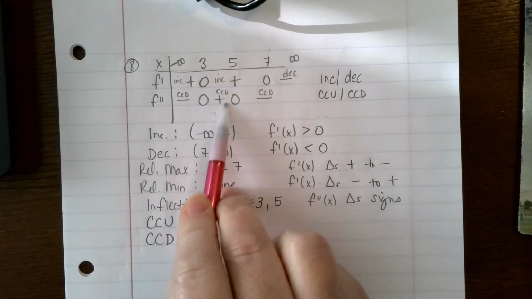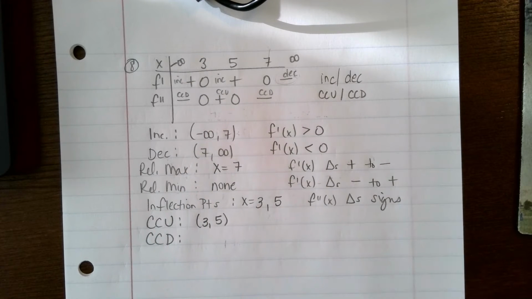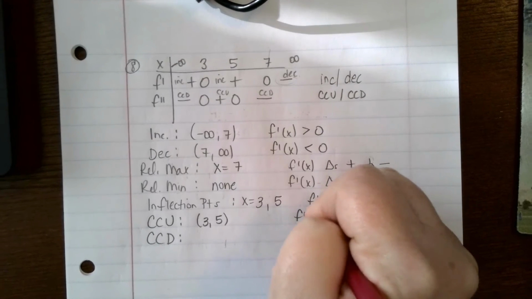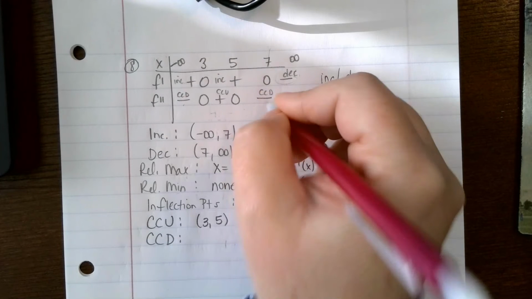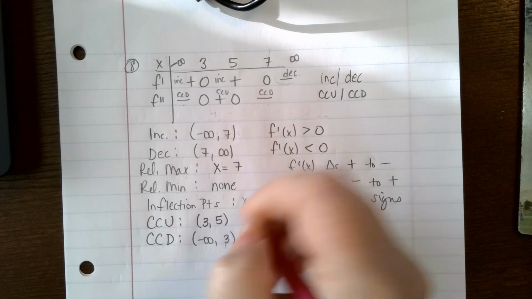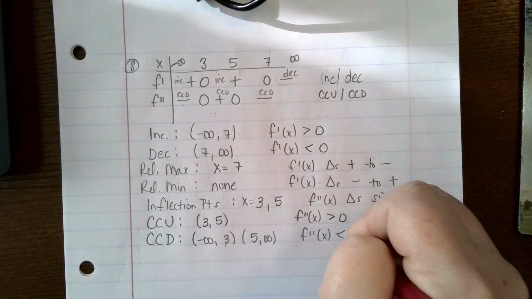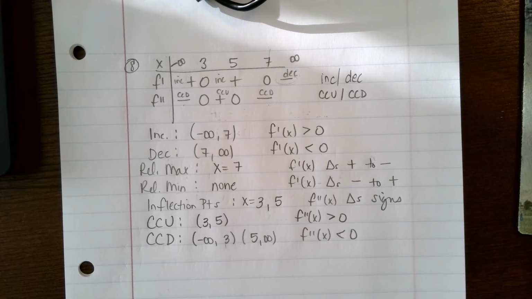Concave up is where you have your plus sign in your second derivative, so that's from 3 to 5. Again, notice parentheses, no brackets. And the reason is because your second derivative was positive or greater than 0. You will be concave down where the second derivative is negative, so negative infinity to 3, and then again from 5 to infinity, and that is because the second derivative is less than 0. So that is all the pieces of information you need to answer on number 8.